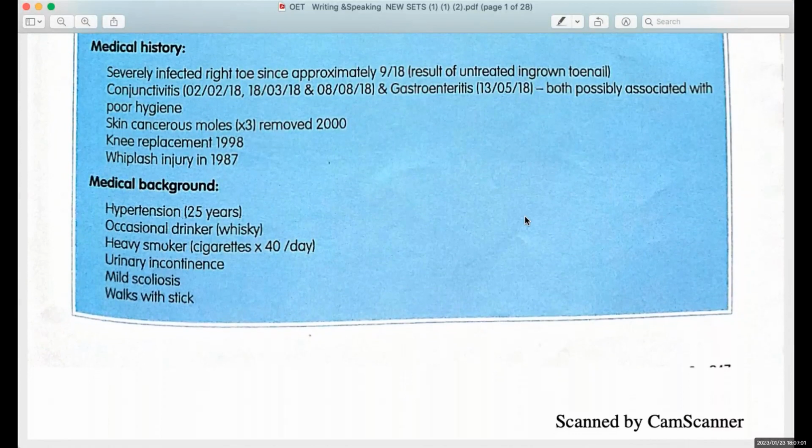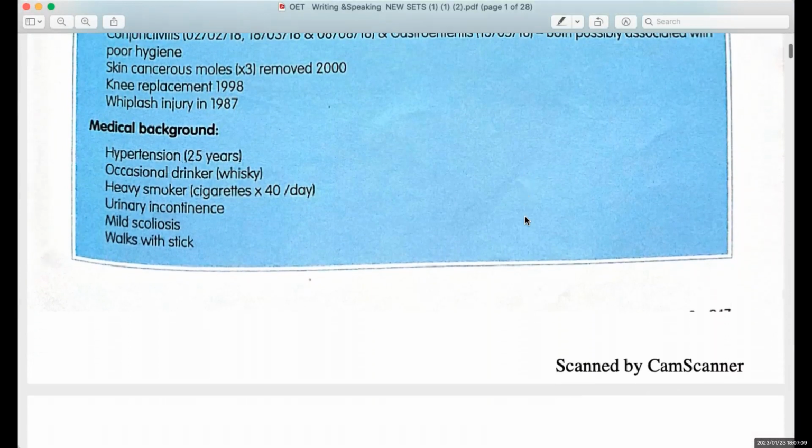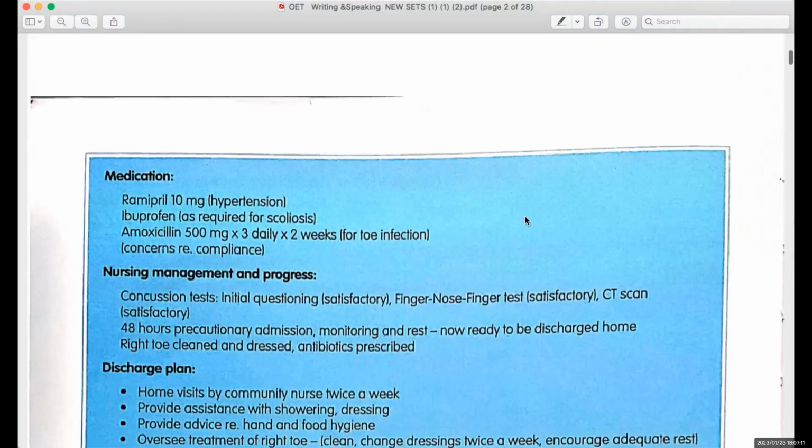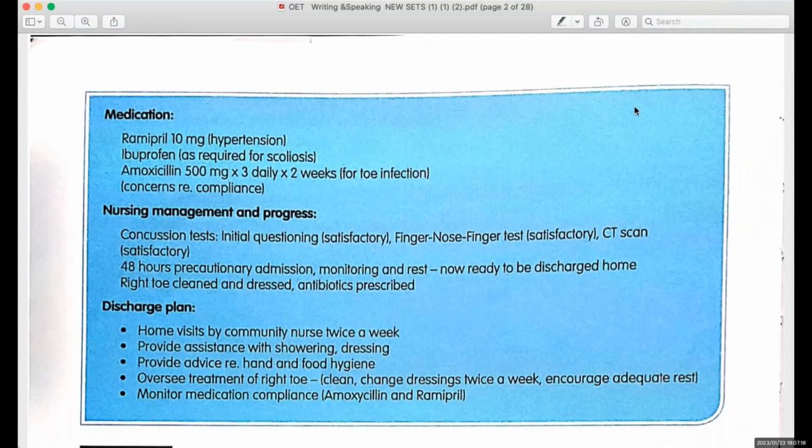That's a spelling mistake there, whiskey. Heavy smoker, 40 per day. She smokes 40 cigarettes per day, urinary incontinence, mild scoliosis, walks with stick, and then the medication she's under: Ramipril 10 mg, hypertension, ibuprofen, as required. That means SOS basis, on need basis, right? They also call it PRN on the OET question paper. That PRN is equal to our SOS.